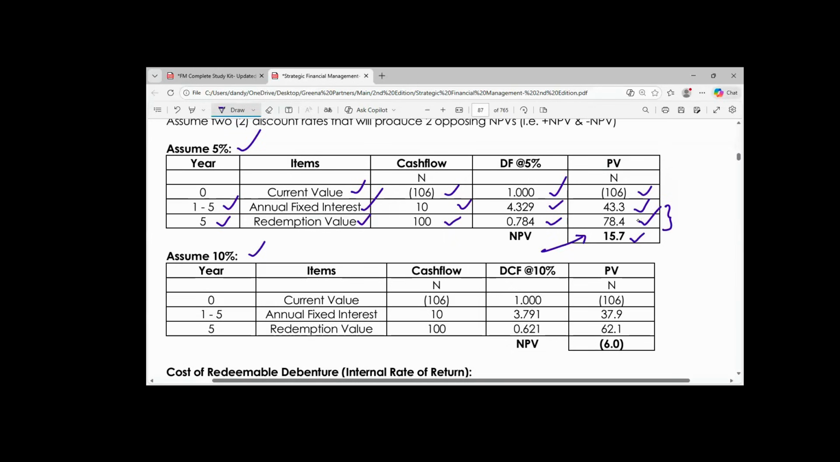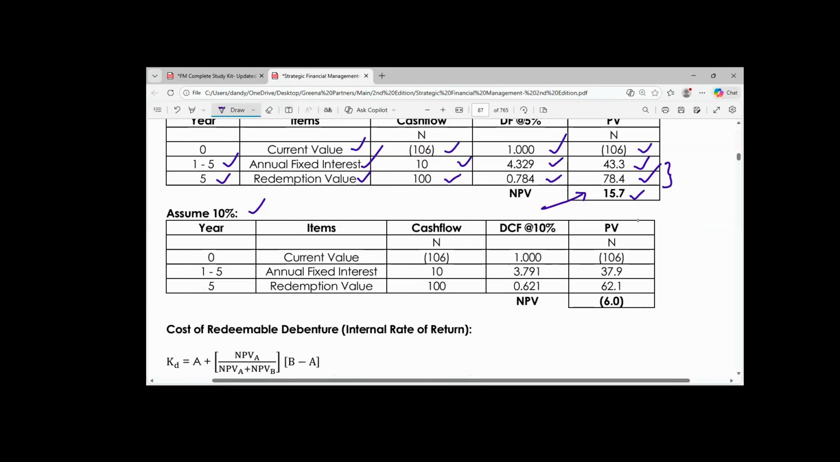Anytime you are calculating internal rate of return, you are the one that will assume the discount rate. Examiner will never give it to you. That's one of the limitations of internal rate of return, because it is subjective. Whatever you assume the discount rate to be is what you are going to use to compute your internal rate of return. So here we assume 10% for the second discount rate.